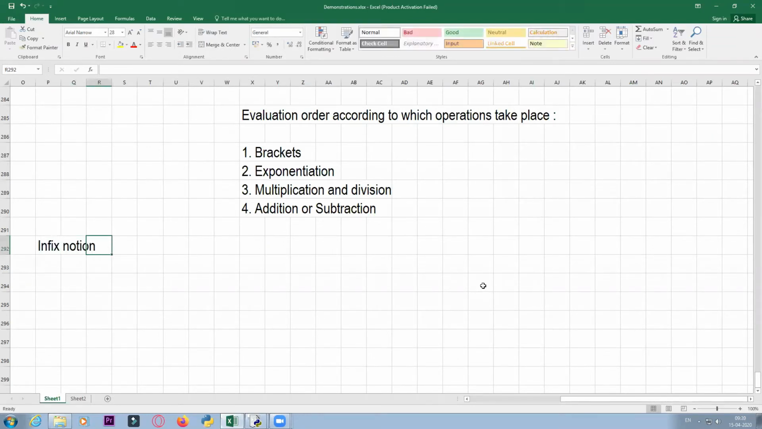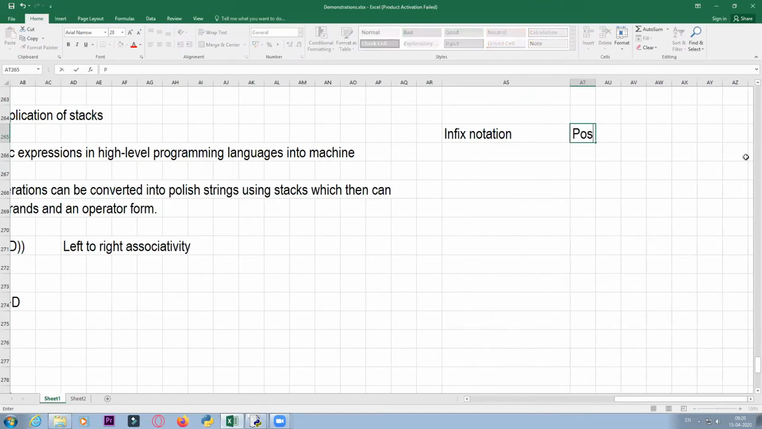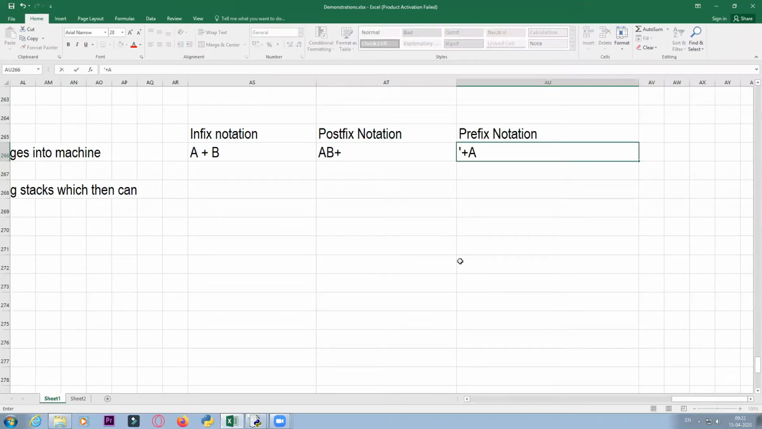I am making 3 columns here. This is infix notation. Here we will be writing postfix notation, and the next one will be prefix notation. Like this. So we have 3 columns here. We will take the first expression, that is A plus B. What will be the postfix notation in this case? So the postfix notation will be like this, and the prefix notation will be this.